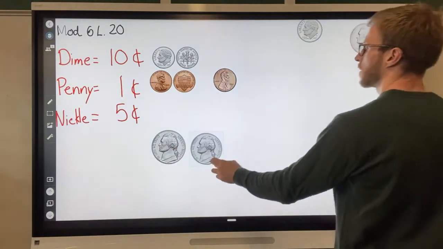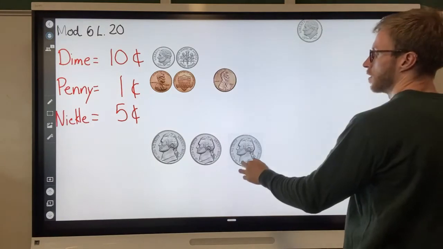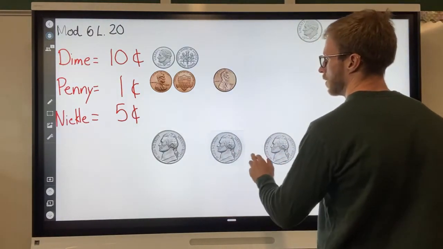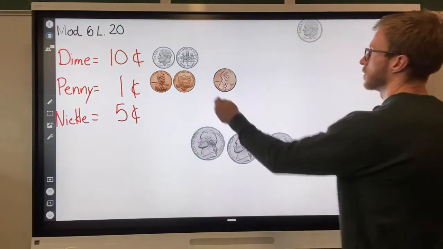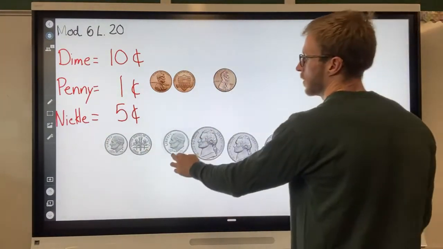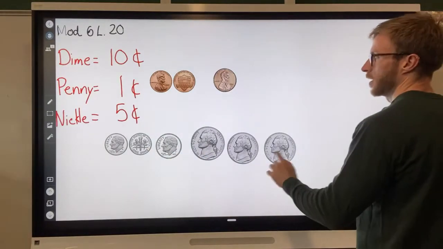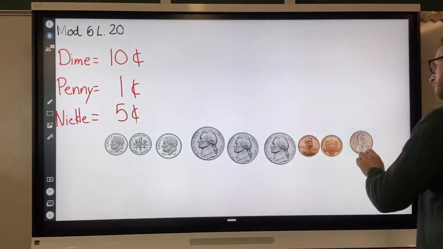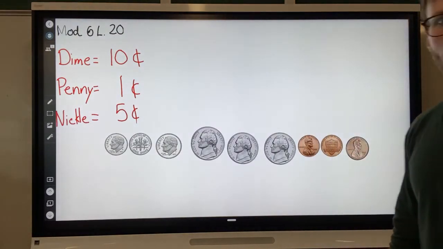Well, you know what? Let's figure out how much money we got on this board completely. So let's go like this. I want to put them in order from how much they're worth. So we got 2 dimes right there, plus 1 more. So we got 3 dimes, 3 nickels. All right, perfect. 3 of everything. 3 pennies. Boom, we're going to figure out how much all this is.